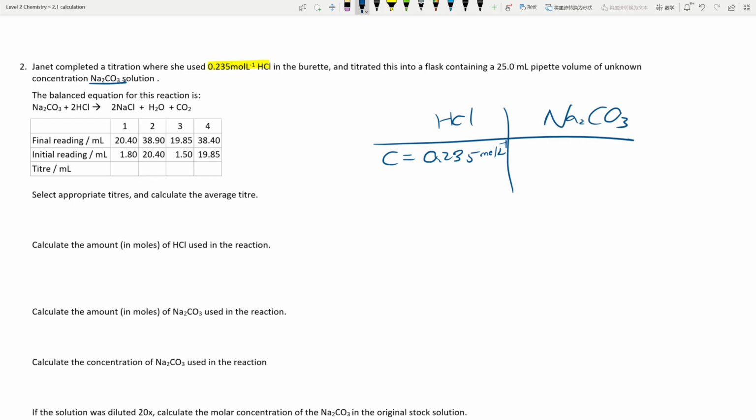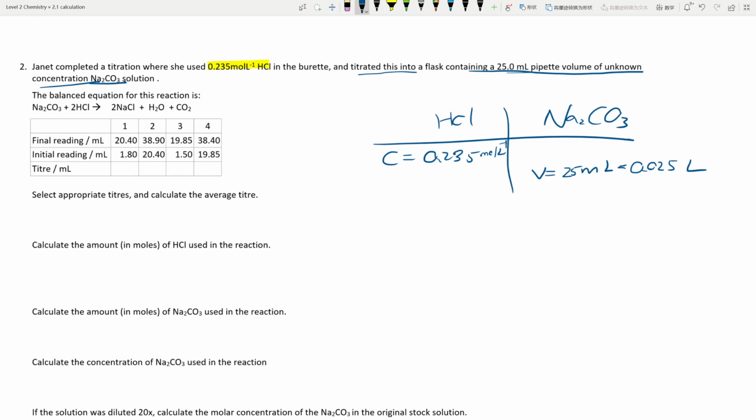Just write it down. All right. Now, what else do we know? When we titrate this into a flask containing a 25 mL pipette volume of unknown concentration of Na2CO3, that means this volume is 25 mL, because if you read the sentence, it says 25 mL of unknown solution Na2CO3. So this is 0.025 liters. Okay, so what does that mean?